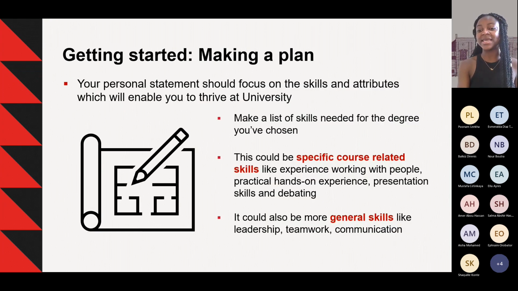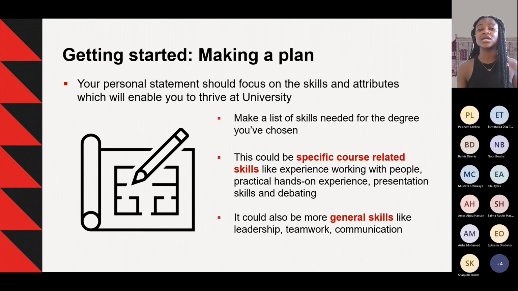So in terms of how to get started on writing a personal statement, as I've said, what you should really focus on is the content, okay? So focus more on the skills and attributes which you have or have gained that would allow you to thrive at university. If you have no idea what your skills are, just take a moment and make a list of the skills that the university have said they need to see in an applicant.